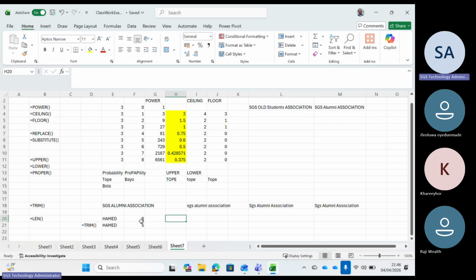So sometimes the computer will be giving us an error because we did not notice that it has spaces. So that's why you will be using trim most of the time when you want to list things like this. You trim them so that it will give you the actual number of characters that it's supposed to have. So that's the purpose of trim.